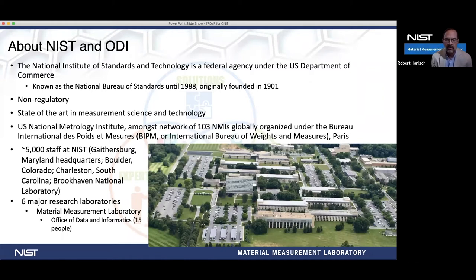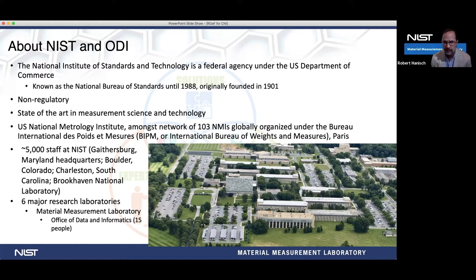Even though standards are in our name, we are not regulatory, but rather we aim to build community consensus standards in all areas of science and technology. And NIST is the National Metrology Institute of the United States. That means that we conduct research into the best, most advanced methods for measuring things very, very precisely and very, very accurately. We work closely with a network of over 100 National Metrology Institutes around the world that are organized under the BIPM, the Bureau International des Poids et Mesures, International Bureau of Weights and Measures, which is headquartered in Paris.